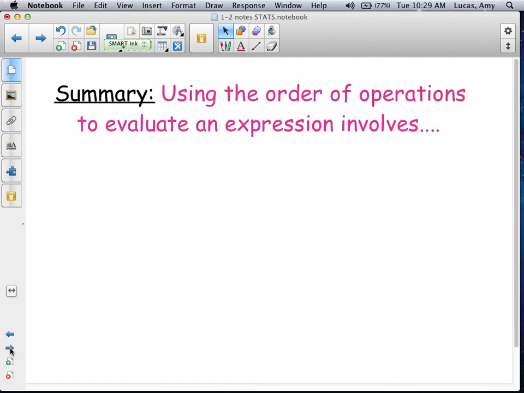All right, that's it for our lesson for today. So the summary says using the order of operations to evaluate an expression involves. So you should be able to answer that. We've got a good sentence starter for you. So you should be able to finish using complete sentences, explaining what you've learned in this lesson.